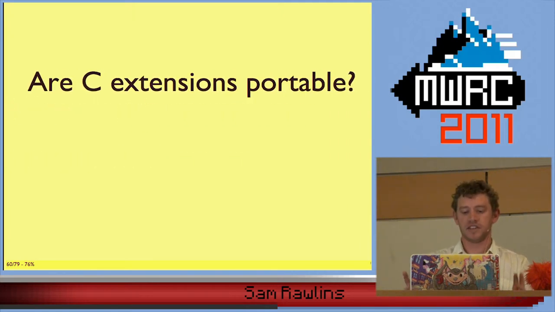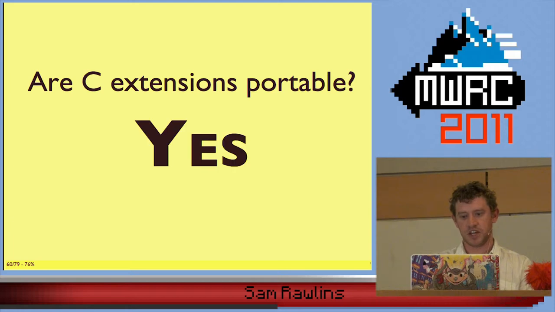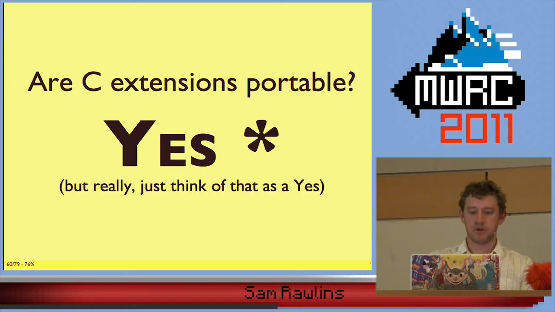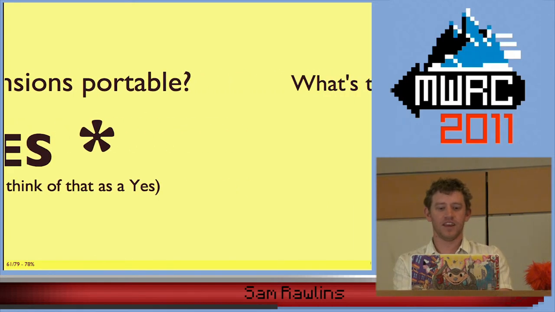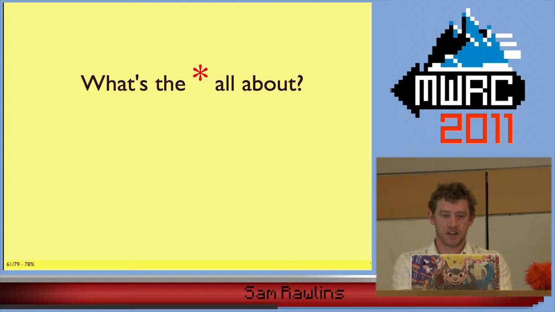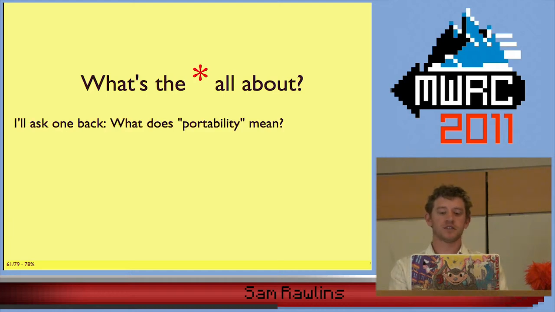This is kind of where the state of C extensions comes in, because this has changed recently. The answer is yes. A little asterisk there. But really, just think of it as a yes. C extensions are portable. So you're asking, what's the asterisk all about? I need to ask one back. What does portability mean? So we need to define portability.